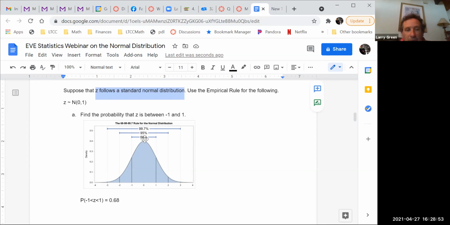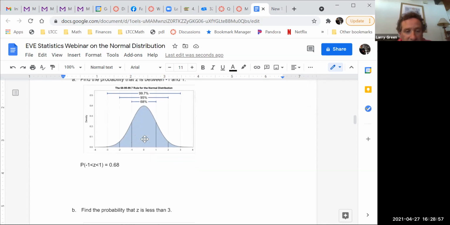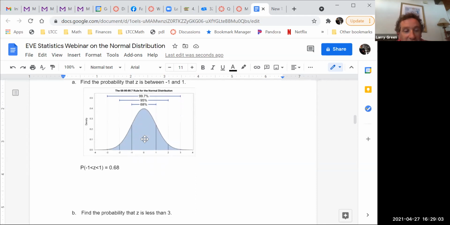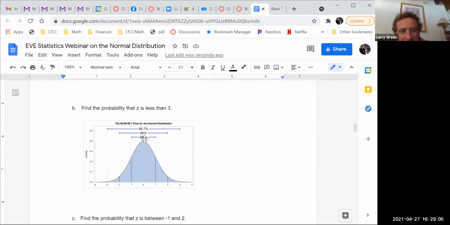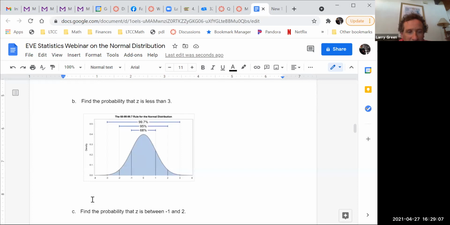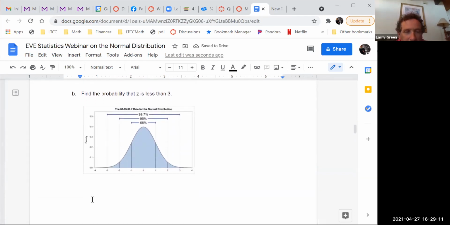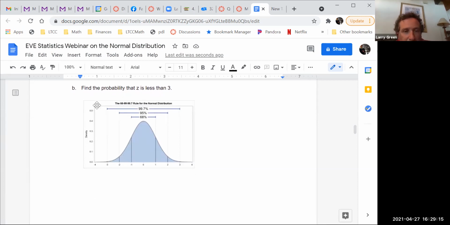That's part of the empirical rule. Okay, now it's time to get a lot more difficult. Because this one, you just write the answer, you're finished, you don't have to do anything. So now we're gonna actually do stuff. I don't mean impossible or intense, but more than just look at it and write down the answer. Okay, so part B. Find the probability that Z is less than 3. Any questions on the question?